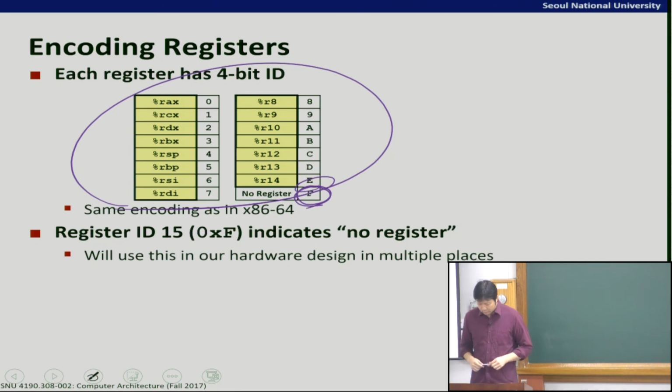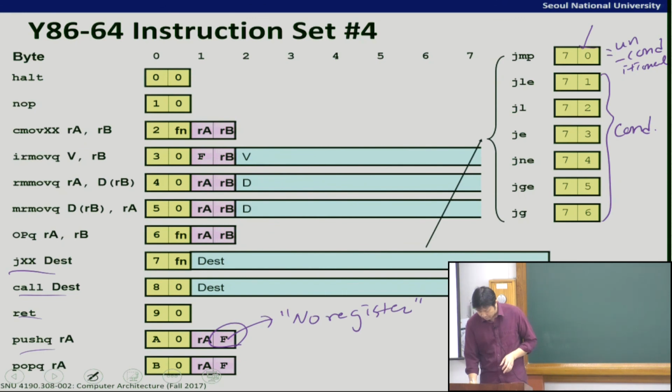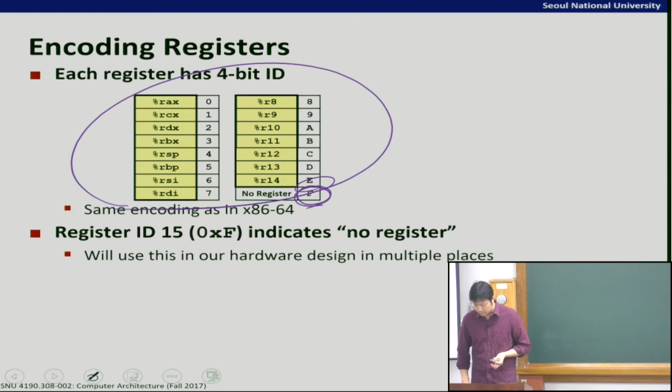And this is the same encoding as in the original x86-64. And we're going to use register ID 15 to indicate no register. So it's actually used here as an example, like push and pop, because push and pop needs just one register, as I said, but there's another field. So in this case, we use F to specify we don't really need a second register in this instruction.